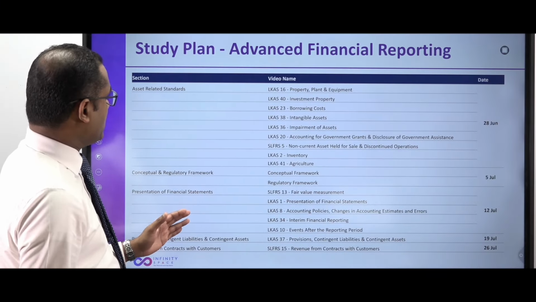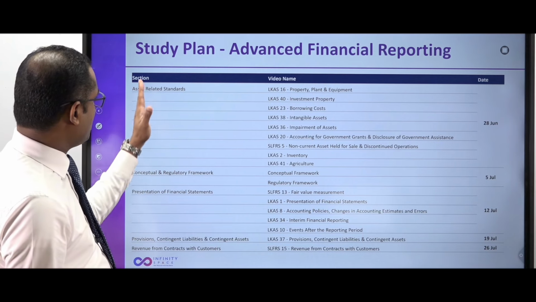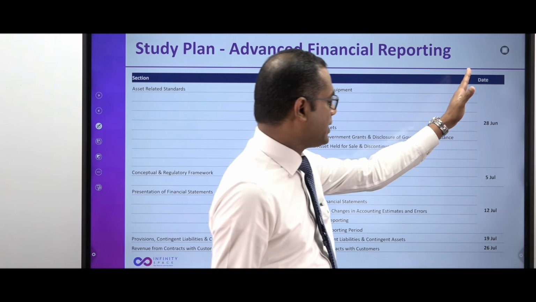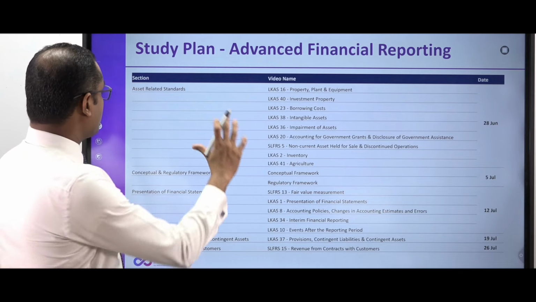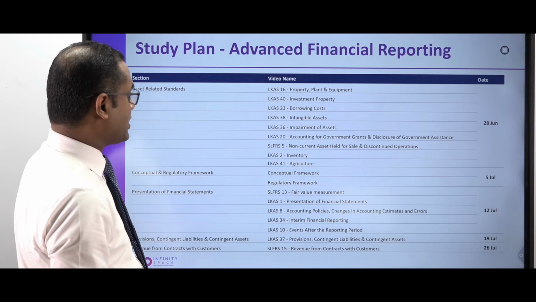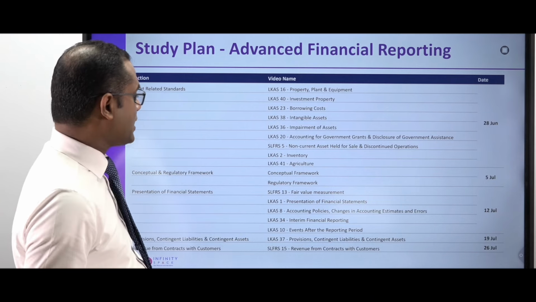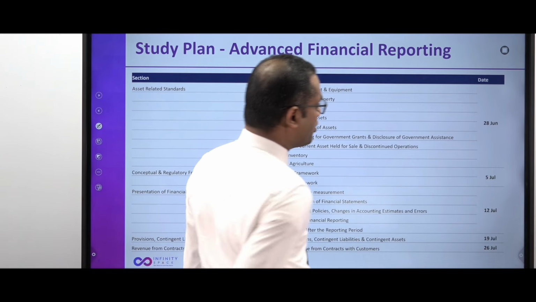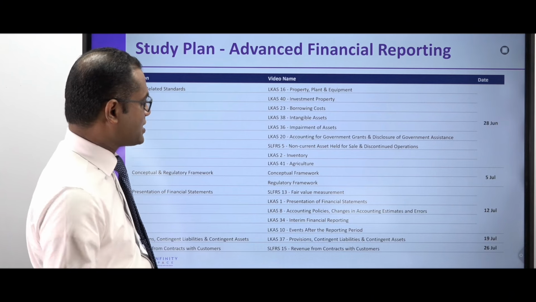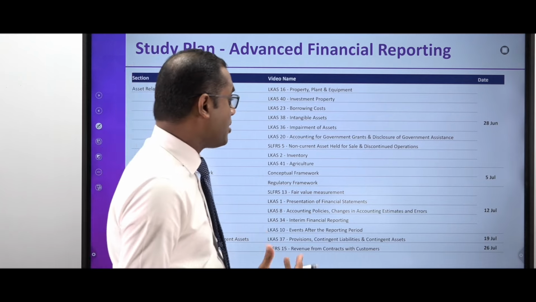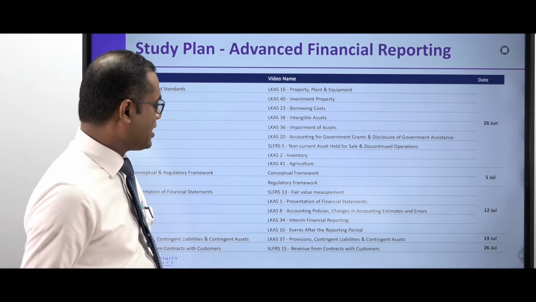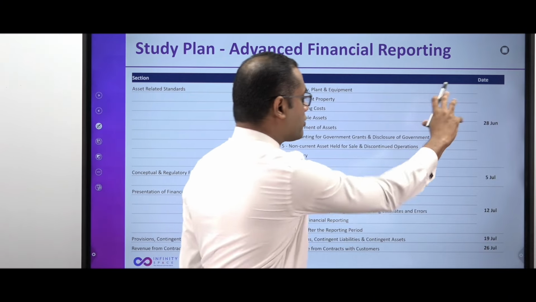Moving to the study plan, there are three columns: the relevant section, the specific standard or area, and the date on which I'll be uploading the videos into the LMS. First, I'll be uploading the asset related standards. There are 9 asset related standards in the syllabus, and all of them would be uploaded on 28th of June. Starting from property, plant and equipment, investment property, borrowing costs, intangible assets, impairment of assets, then accounting for government grants and disclosure of government assistance, non-current assets held for sale and discontinued operations, inventory, and agriculture. All these 9 standards would be uploaded on 28th of June.